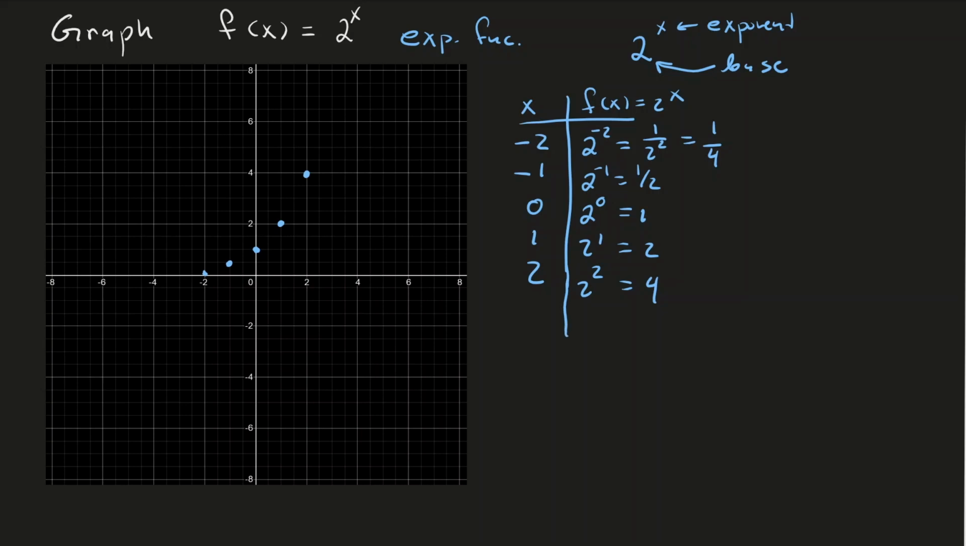And in fact, you can pick it up even more if I plug in 3, because that's 2 cubed, which skyrockets all the way up to 8. So now up here at 3, we're all the way up there at 8. So we get the exponential function looking like this.